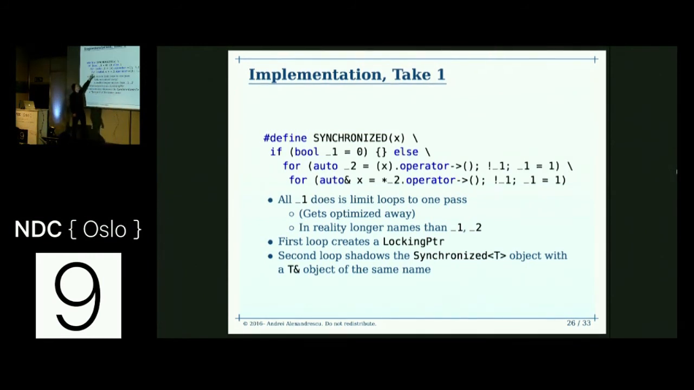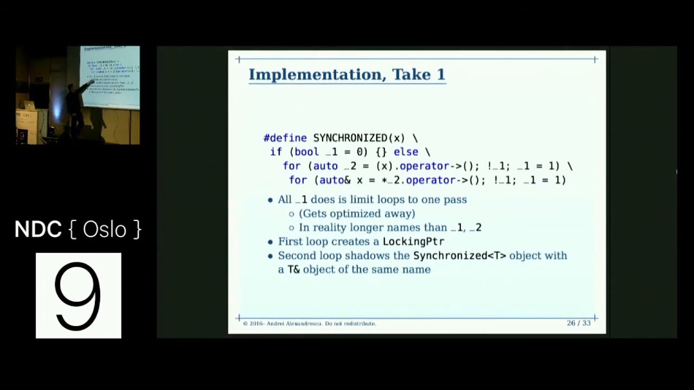So I have a for, and it says auto underscore 2 equals x, which is my argument, operator arrow. So at this point, I'm acquiring the lock. And then I'm going to do this stupid thing that essentially makes the loop run exactly once. And then here I'm taking the locking pointer, and at this point, I'm taking the vector, which is an L value, and I'm calling star underscore 2, which is my locking pointer operator arrow. So I make by hand those two calls to operator arrow that we're talking about. They're done automatically by the compiler otherwise. In the macro, I'll do them by hand.